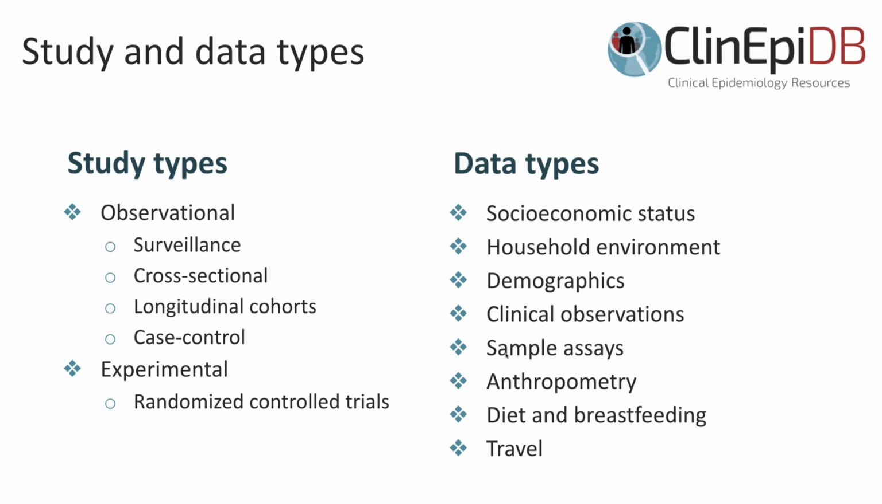Depending on the study, we have information on participants' socioeconomic status and household environment, demographics, clinical observations on these participants, and sample assays, which can be things like microbiology testing or hemoglobin levels. We also have anthropometry data, which is obviously really important when studying child growth and stunting and wasting, diet and breastfeeding, travel history, and more. This list keeps growing with every new study that we integrate, as they bring new types of data to our resource.